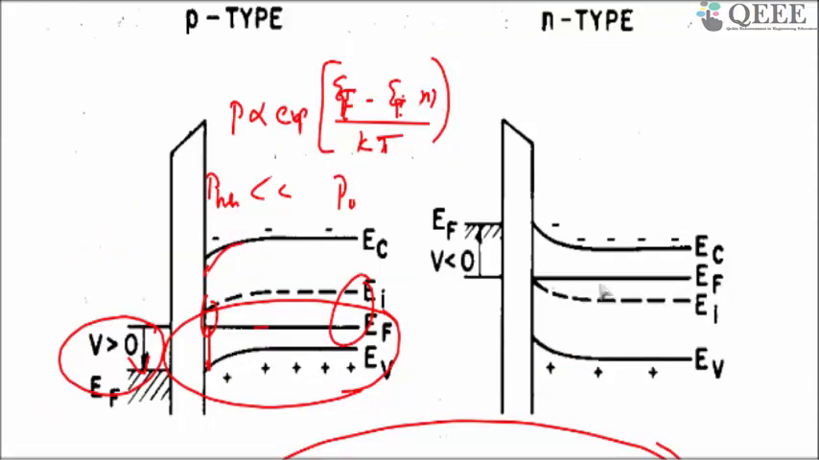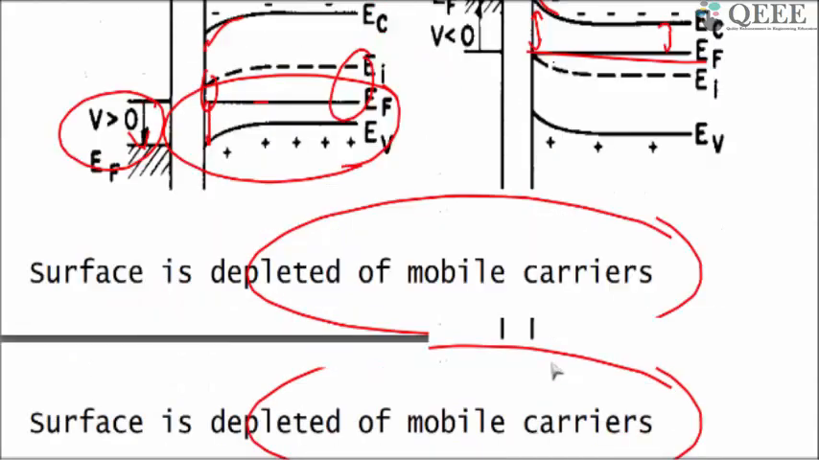The same thing happens for an n-type case also. In this case, your EF is continuous and the EC moves up here. That means you have fewer electrons here compared to the substrate. So that is why this case is called depletion.